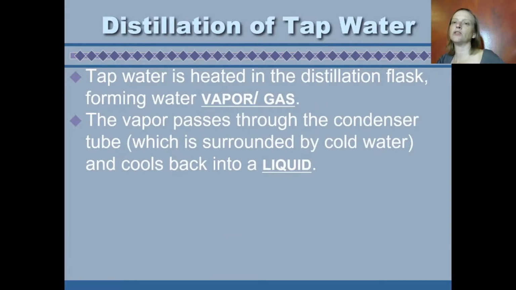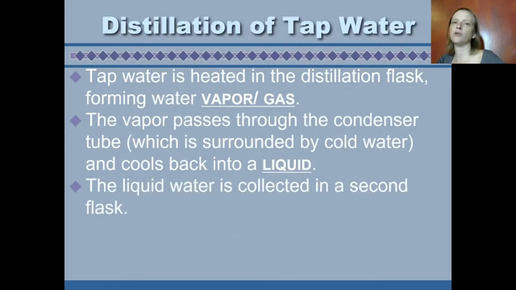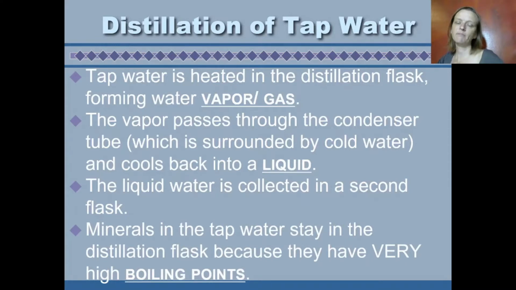So just so you can get that in your notes in words, what I just talked you through. The tap water is heated in the distillation flask, forming water vapor. The vapor passes through the condenser, which is surrounded by cold water and cools back into a liquid. And then the liquid water is collected in a flask. Any minerals that were in the tap water stay behind in the distillation flask because they have very high boiling points.